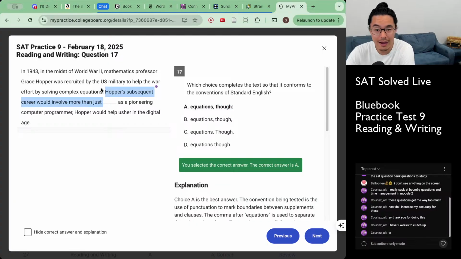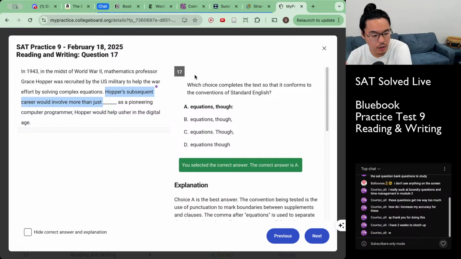You could say, however, her later career would involve more than just equations. Or you could say, her later career would involve more than just equations. However, it's the same sentence. You can even put the however in the middle of the sentence. You could say, her later career, however, would involve more than just equations, right?